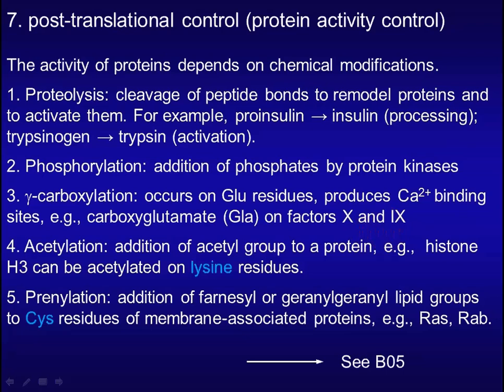Acetylation is the addition of an acetyl group to a protein. For example, histone H3 protein can be acetylated on lysine residues. Prenylation is the addition of farnesyl or geranylgeranyl lipid groups to cysteine residues of membrane-associated proteins, such as Ras and Rab small GTPases.